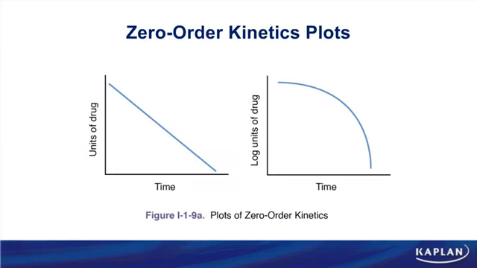You might also see zero order kinetics represented graphically. When we look at the graph on the left, we're plotting time versus units of drug on a linear scale. Both time and units of drug are plotted on a linear scale, and I get this type of linear decay. The graph on the left is probably the one that you're more familiar with, whereas the graph on the right, which plots time on a linear scale versus the log units of drug, this is a semi-log plot. This one is probably not as familiar to you.